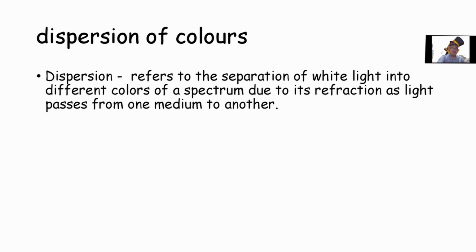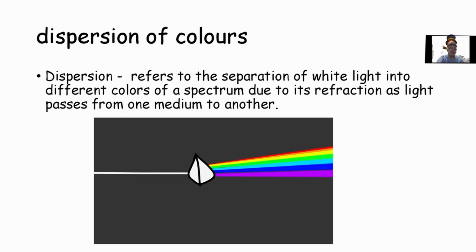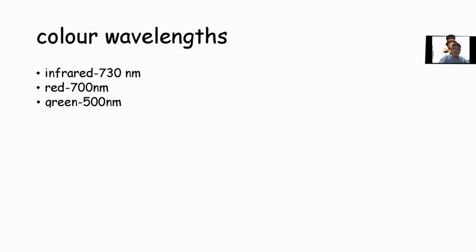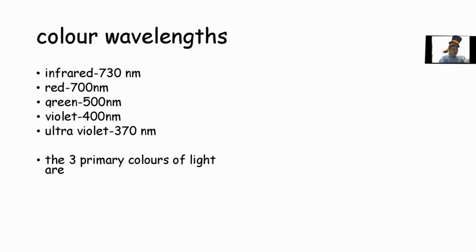Dispersion of color. Dispersion refers to the separation of white light into different colors of a spectrum due to its refraction as light passes from one medium to another. Here's a drawing of it. Color wavelengths: infrared is 730 nanometers, red is 700 nanometers, green is 500 nanometers, violet is 400 nanometers, ultraviolet is 270 nanometers. And where's the rest, you may ask? Well, I don't care about it. The three primary colors of light are red, blue, and green, basically RGB.